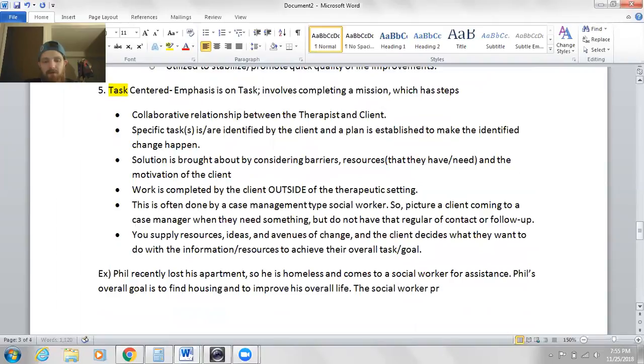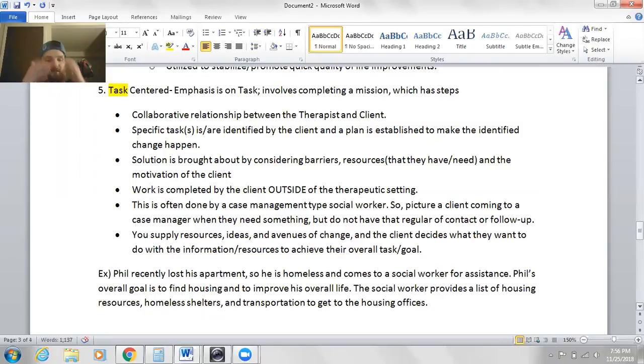The social worker provides a list of housing resources, homeless shelters, and transportation to get to the housing offices. So that's more of an example of task centered. Phil comes in, has a problem, needs help, and is given resources to make it happen, rather than in a solution focus, where we'd emphasize what he currently has in his life. So that is an example of task centered.